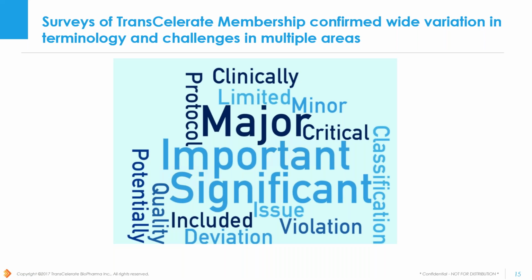I alluded before to the fact that there's not that much in the guidelines about protocol deviations and what they really are. And here we were, the Transcelerator member companies, using important or not important, using major and minor, using deviation or violation. Some companies had a critical classification. So it was actually very confusing. And we were all using different terminology to talk about the same things.